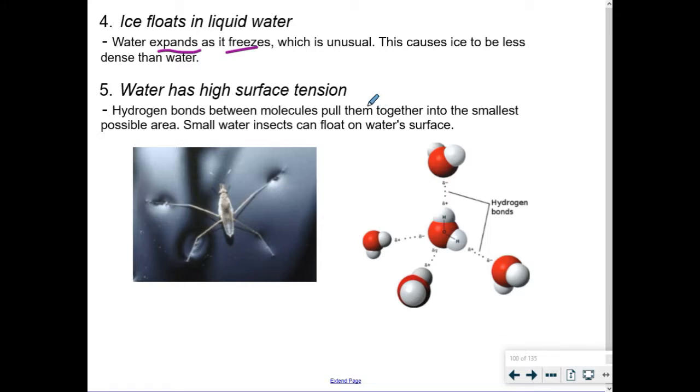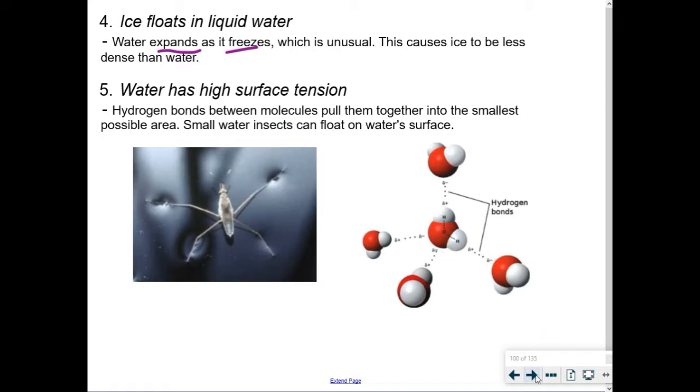Okay. And here's the last one. Water has a high surface tension. We don't notice this all that much, but there are some bugs that can literally walk on the surface of water. And one of the reasons why is that there's so much clinginess between particles. They're called hydrogen bonds.